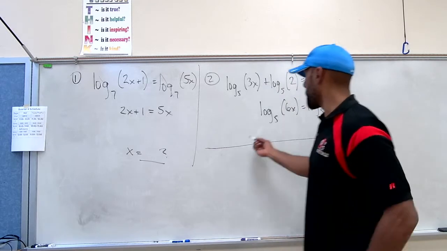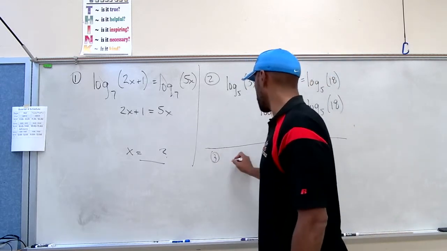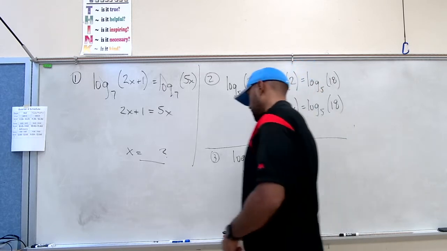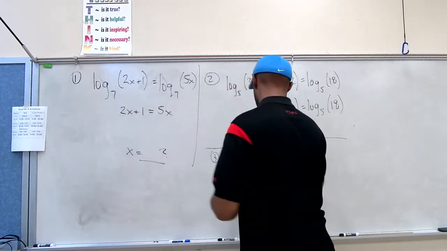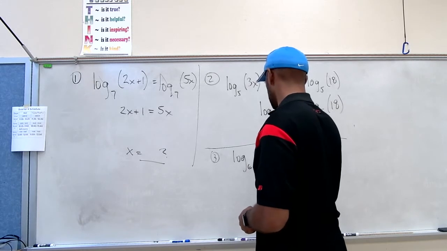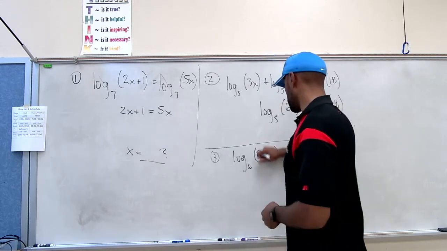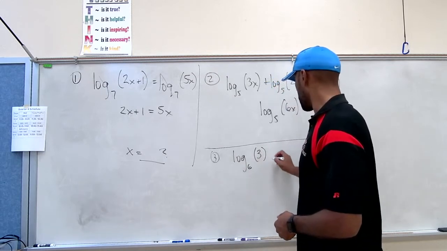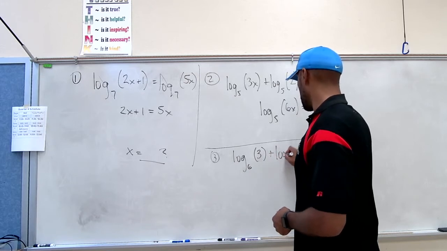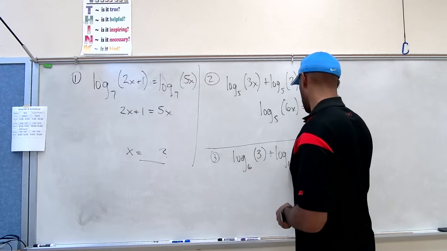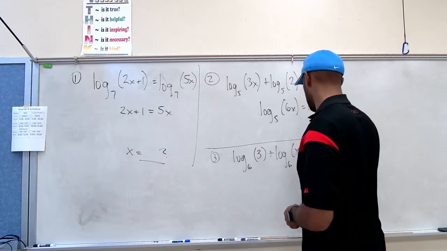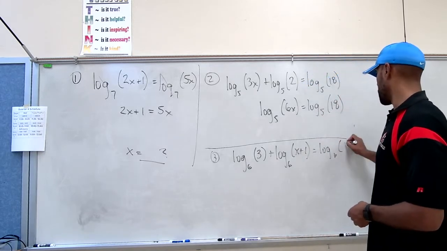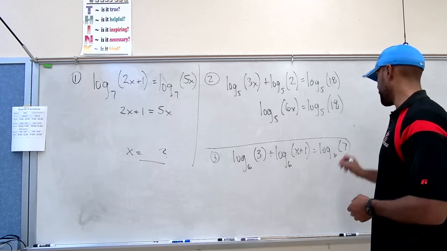Let's do one very similar to that. Okay, so let's do number 3: log base 6 of 3 plus log base 6 of x plus 1 equals log base 6 of, I don't know, 7. All right?